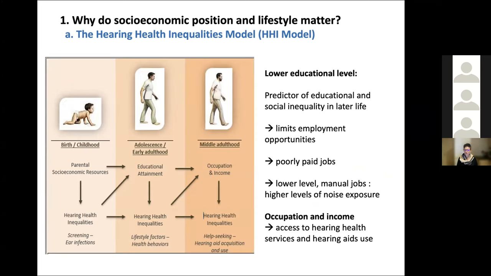The lower educational level is a predictor of social inequality in later life, as it limits the employment opportunities, relegating people to more poorly paid jobs. Furthermore, low-level manual jobs are those with a higher level of occupational noise exposure, and noise is a risk factor for hearing loss. Occupation and income may then affect access to hearing health services and hearing aids use due to financial barriers that affect the help-seeking behavior for hearing loss difficulties.